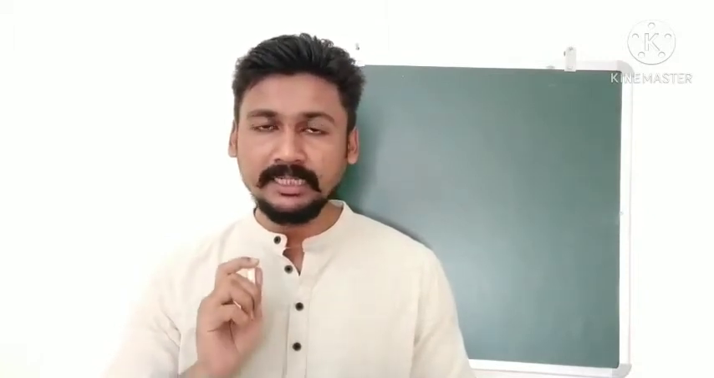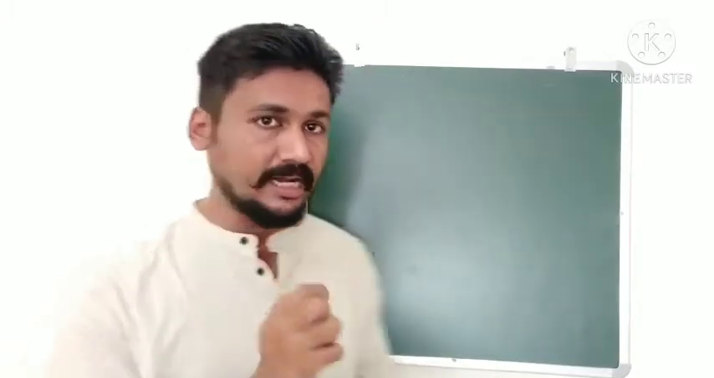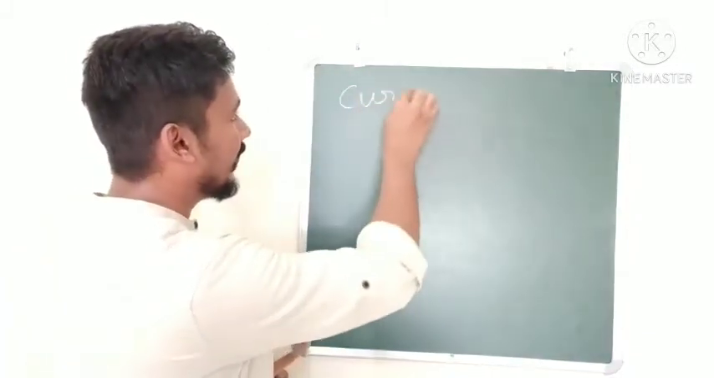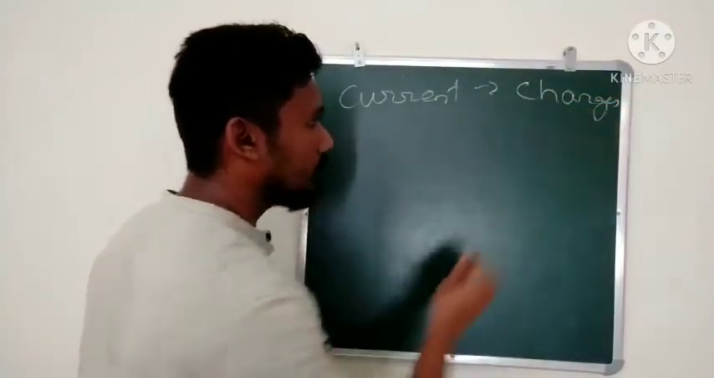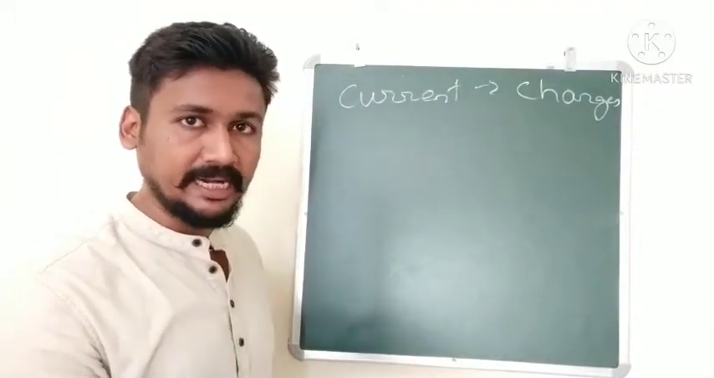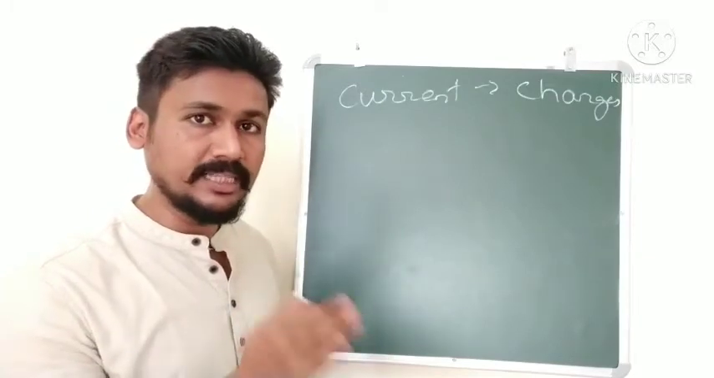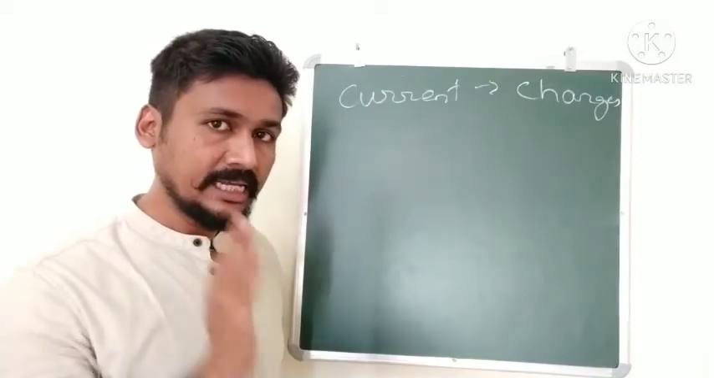Let us understand what we mean by electric current. Whenever we say an electric current is passing, what we mean is that charges are going from one point to another. So remember, electric current is the movement of charges. And we know what charges are: they can either be positive or negative. Atoms contain positive charges, which are protons, and negative charges, which are electrons.